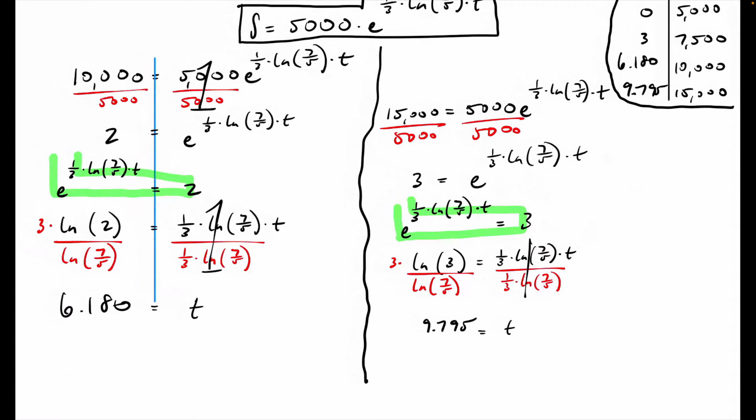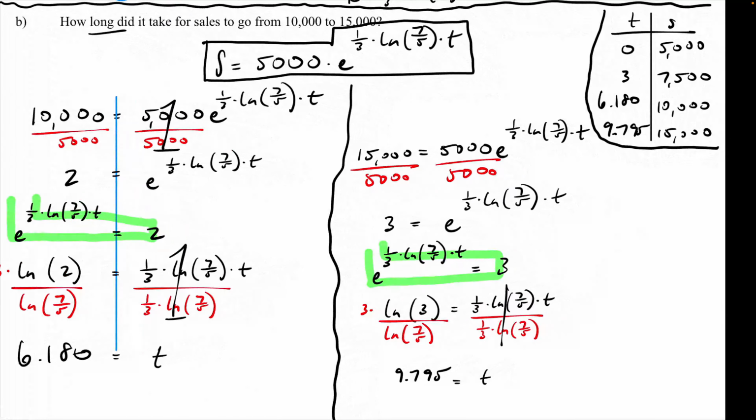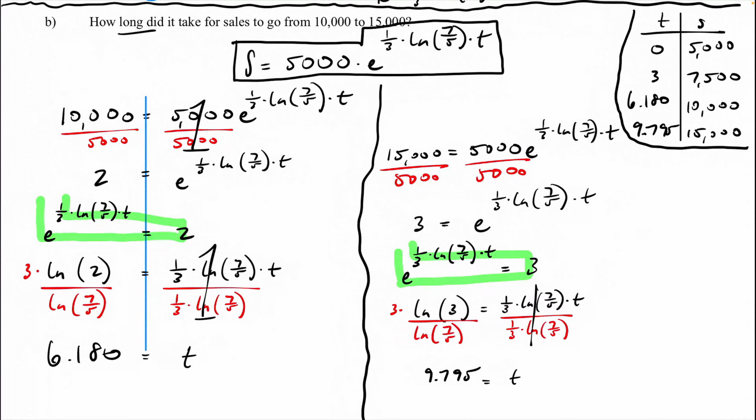Okay. So sometime in October. Okay. Does that answer the question? Have I answered the question yet? No. How do I answer the question? Subtract your two t's from each other. Yep. When were you at 15,000? Well, sometime in the 10th month.